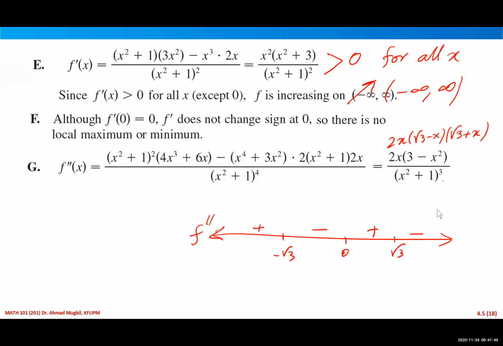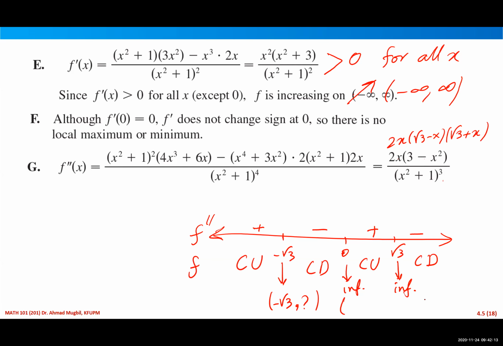Now this is the second derivative. What about the function itself? Here it will be concave up, concave down, concave up, concave down. So this is an inflection point, negative square root, and what? You need to find y. This is an inflection, and this is also an inflection. For sure they are in the domain. So you need to find what they are, shabab.